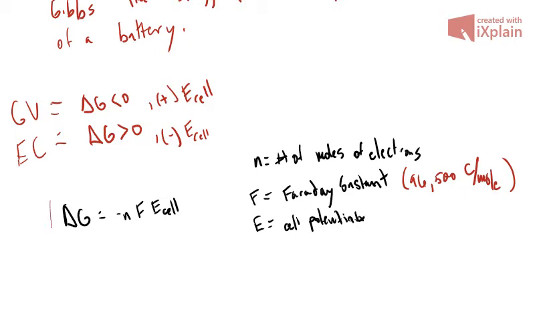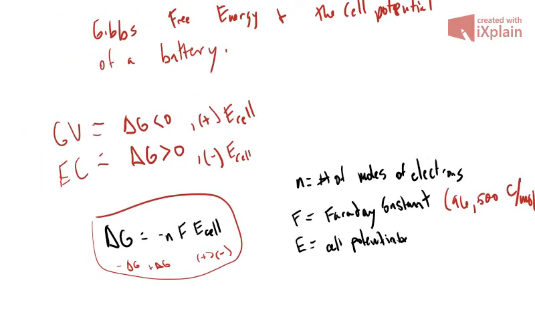Now, if we look at this equation here, we see that if we have a positive cell potential, then we're going to have a negative delta G. If we have a negative cell potential, we are going to have a positive delta G. And that fits with our galvanic and electrolytic cells. Okay?